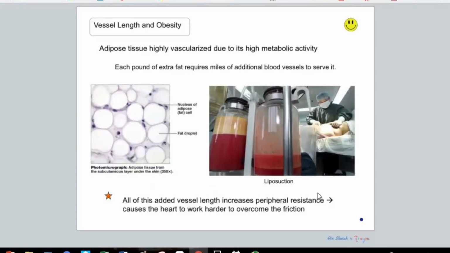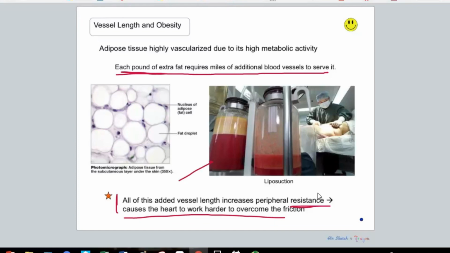And the last thing I want to point out is the relationship between vessel length and obesity. Okay, this is adipose tissue here, and adipose tissue is highly vascularized because it has a high metabolic activity. Okay, we want to store fat, and then we want to get it into the blood. But the problem with that is that each pound of extra fat requires miles of additional blood vessels to serve it. Okay, so all this added vessel length increases resistance, and it causes the heart to work a lot harder to overcome the friction.